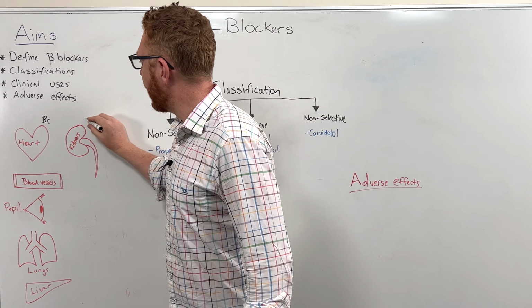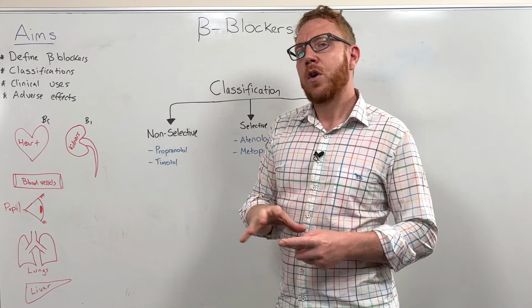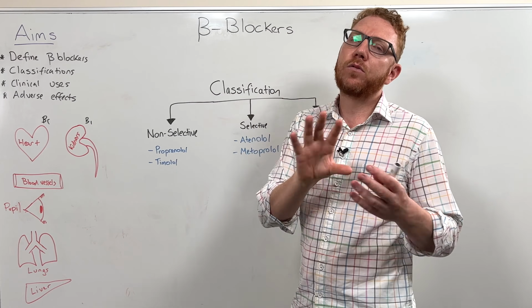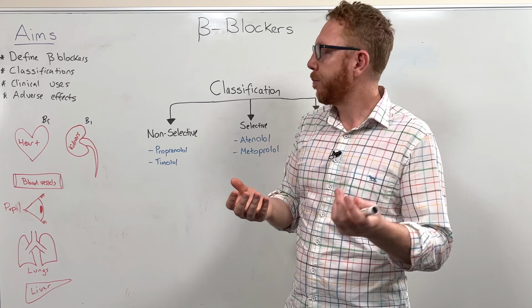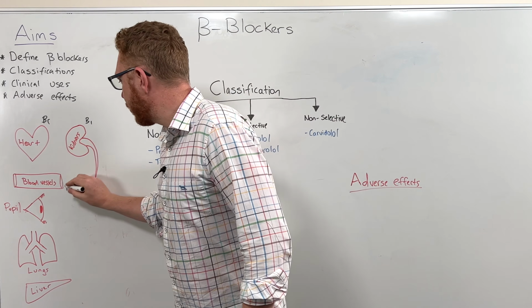The kidneys, at least with the juxtaglomerular apparatus, has beta-1 receptors, which when noradrenaline binds to it, it tells it to release renin. Renin activates the renin-angiotensin system, and that helps to regulate blood volume and blood pressure, or at least bump it up. In blood vessels, more so beta-2.